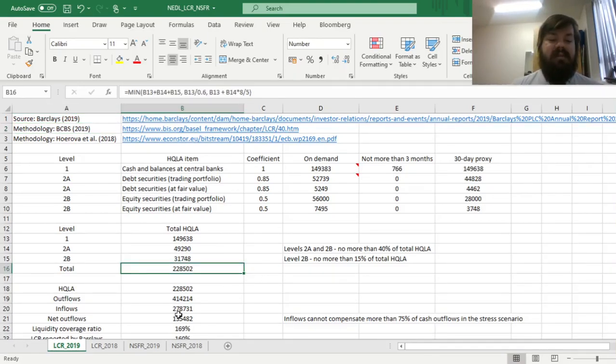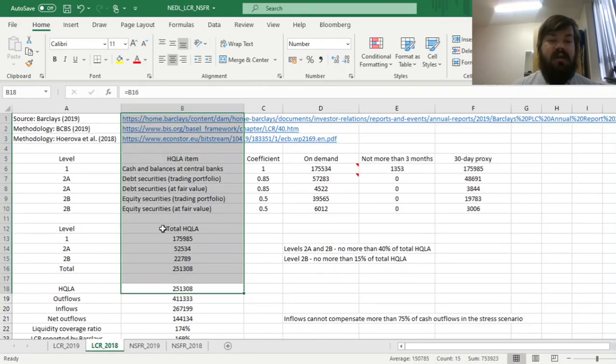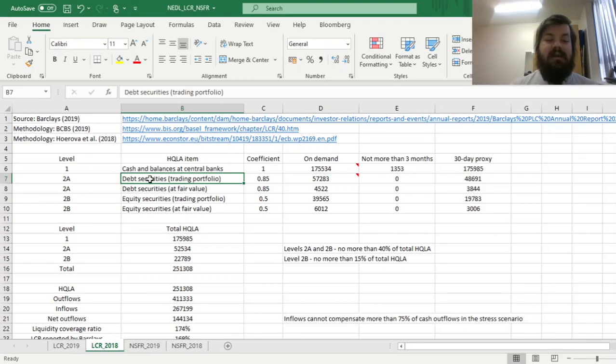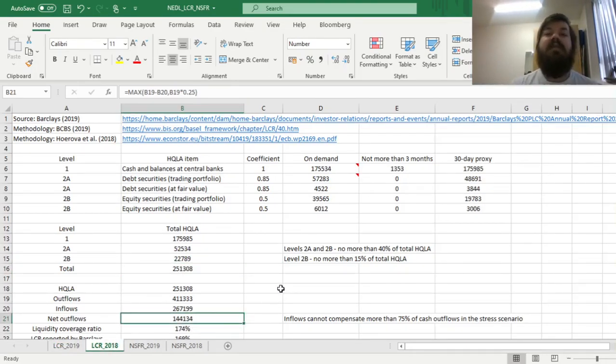Finally, what we can see is how this liquidity coverage ratio evolves with time, and whether this particular methodology was accurate in previous years as well. So here, the same calculations are undertaken for 2018, so 2018 annual report. Here we can see that HQLA of Barclays throughout 2019 have actually dropped quite a bit. So it means their stock of liquid assets is much lower now than it used to be. However, their net outflows have also decreased.